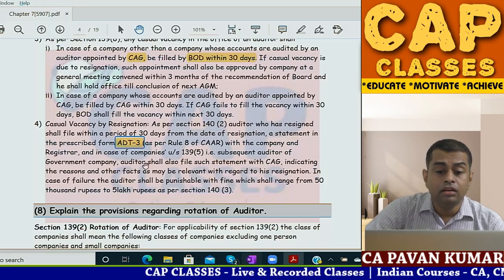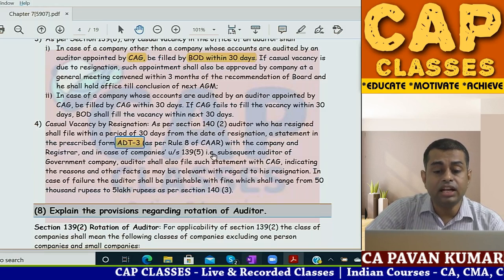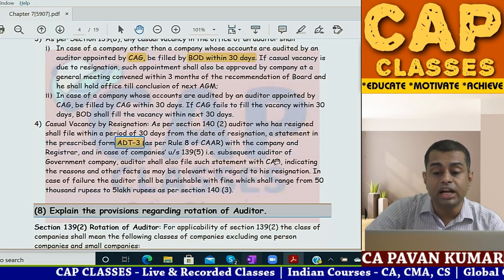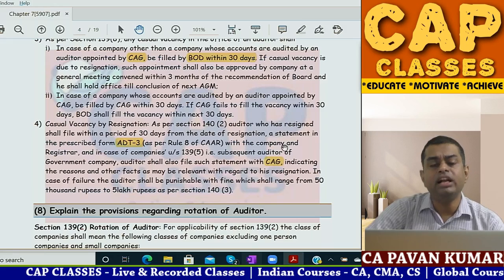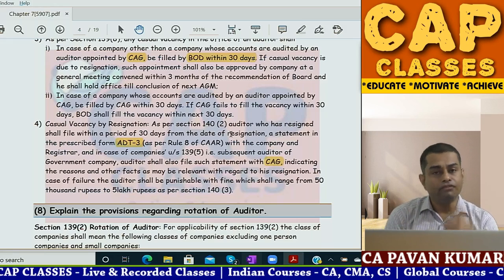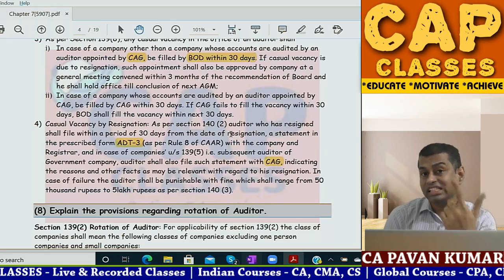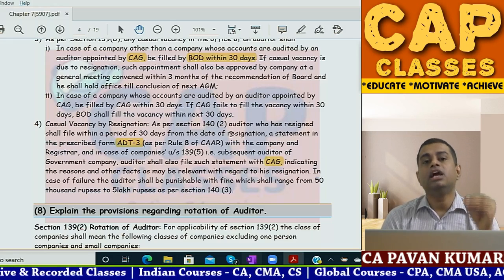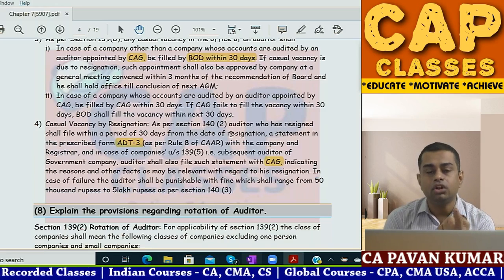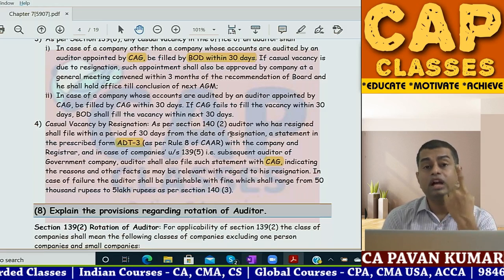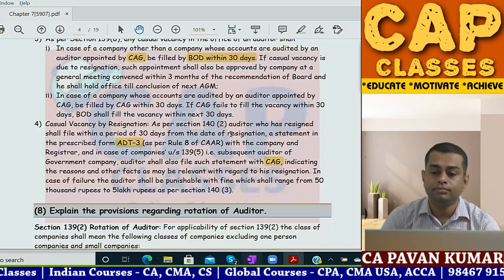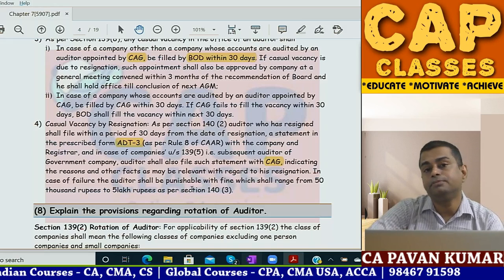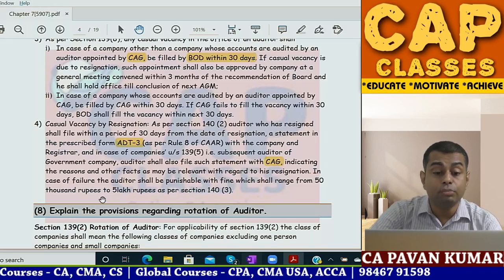Okay. So in case of companies under 139(5), that is, subsequent auditor of a government company, the auditor shall also file such statement with CAG. Simple. If it is a government company and you are resigning, inform the company, the registrar of companies, and the C&AG. If it is a normal company, write this communication ADT 3 to the company and ROC. That's all. If you fail, there is a penalty of 50,000 to 5 lakh rupees.